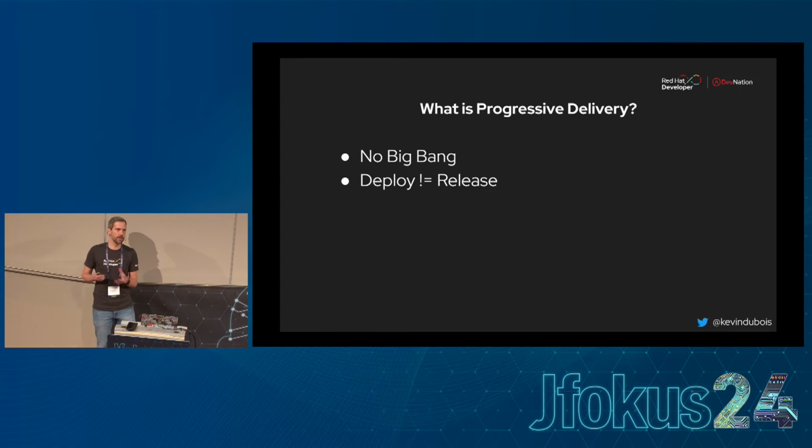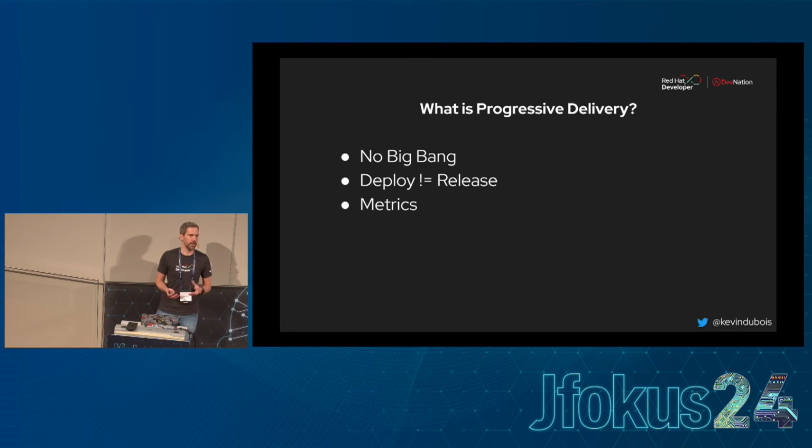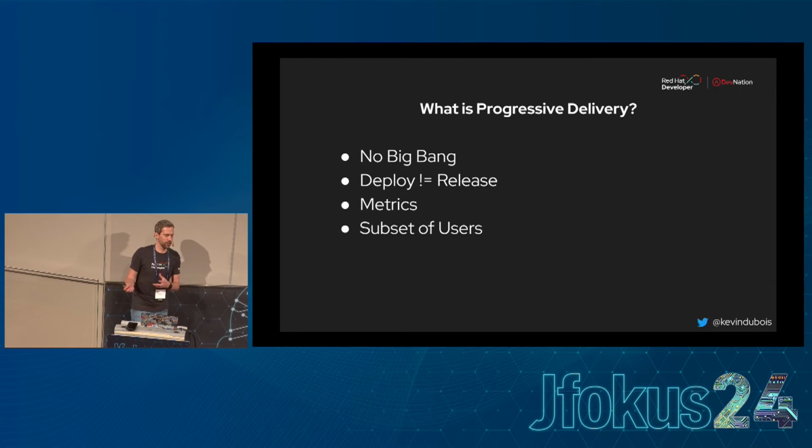And it means that deploying is not necessarily the same as releasing, because we can deploy our application to production, but not send our traffic yet to our new version. That's how we can have control over how the application is rolled out. And then we're going to rely on metrics to see how everything is going with our application, and not just try to see if everything goes well, but actually use the metrics that we're getting from our system. And so we can roll out to a subset of our users to see how everything is going.